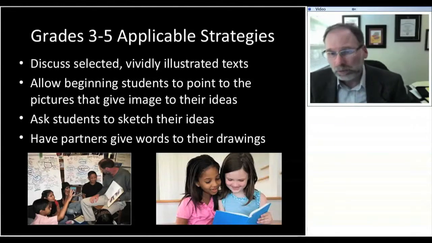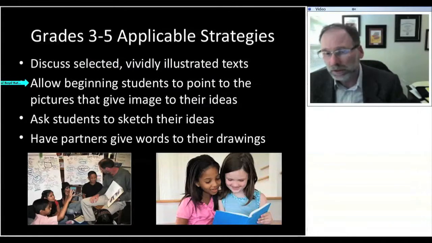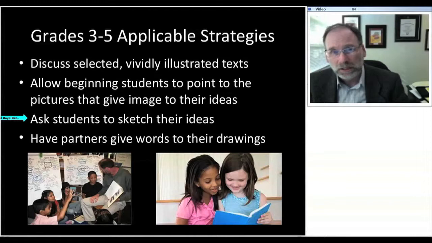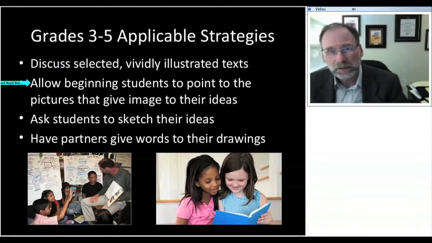For grades 3 through 5, we can discuss selected vividly illustrated text. We can allow beginning students to point to the pictures that they love in the story in order to share their ideas. And we can ask students to sketch, to draw out their ideas. And then we can have partners work together so one can provide words for the drawings of the other. Discussing selected vividly illustrated text, allowing beginning students to point to the areas that are of interest to them, asking students to draw their own pictures, and having students partner up to give words to each other.